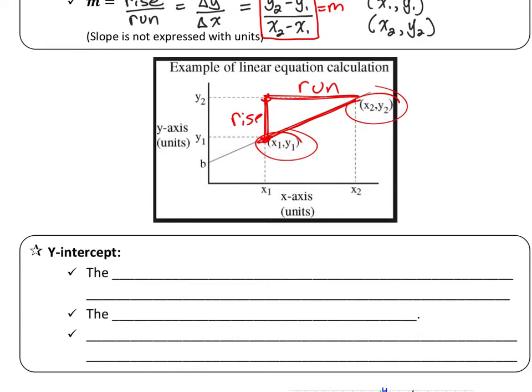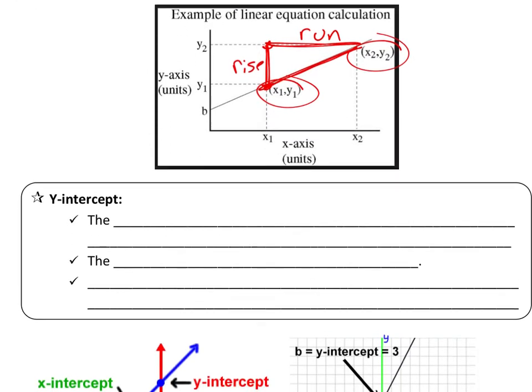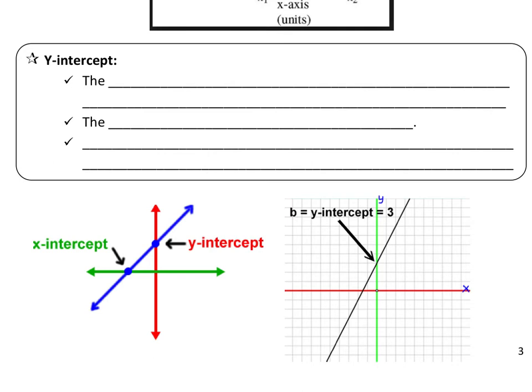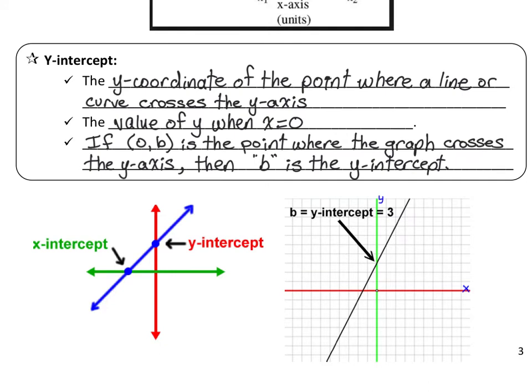All right, so the slope is one piece of the equation that we need. The other piece of the slope-intercept form is the y-intercept. So that's where the intercept part comes in the name. The y-intercept is the y-coordinate of the point where a line or curve crosses the y-axis.